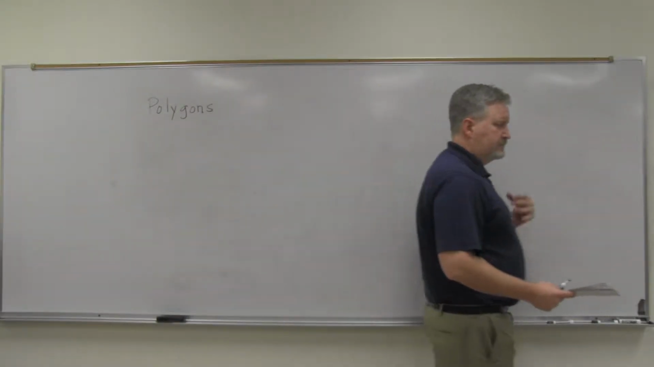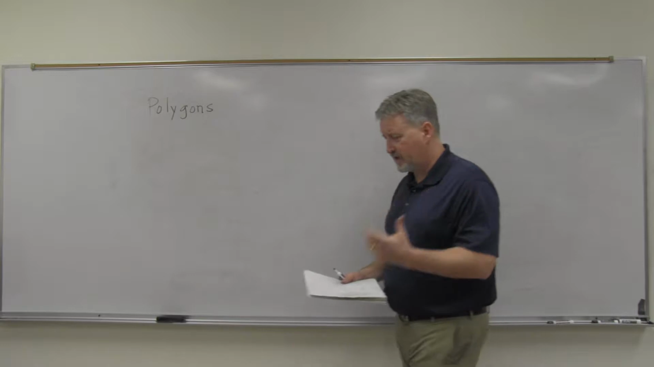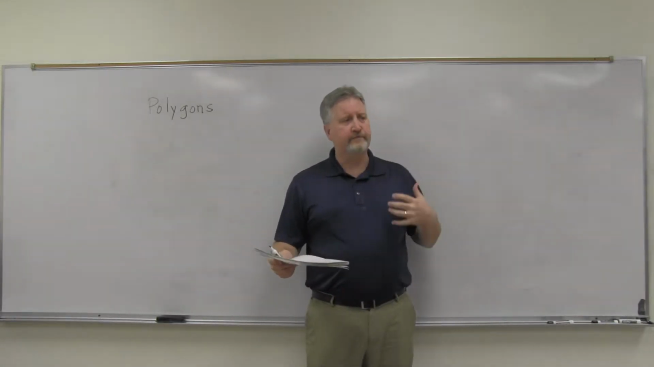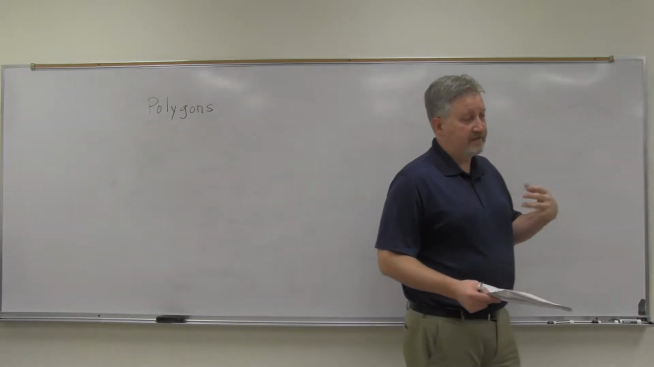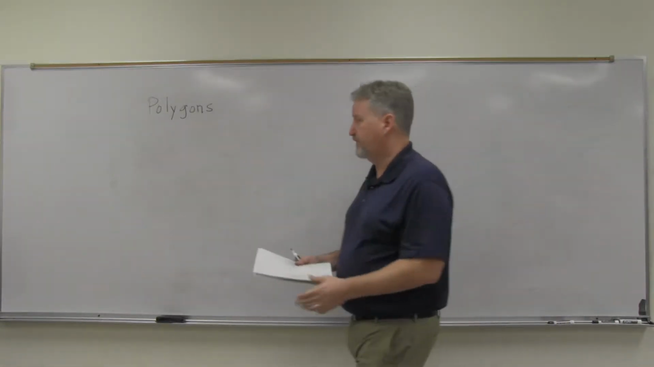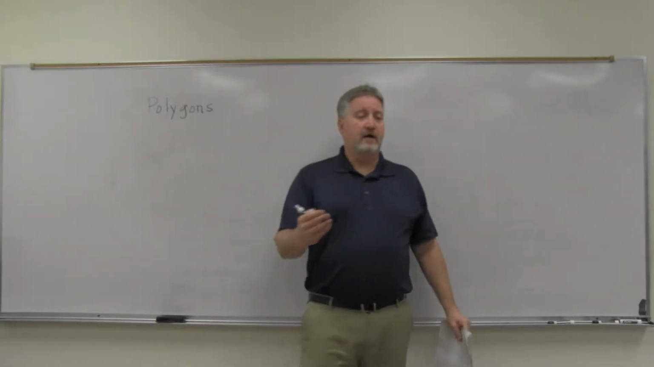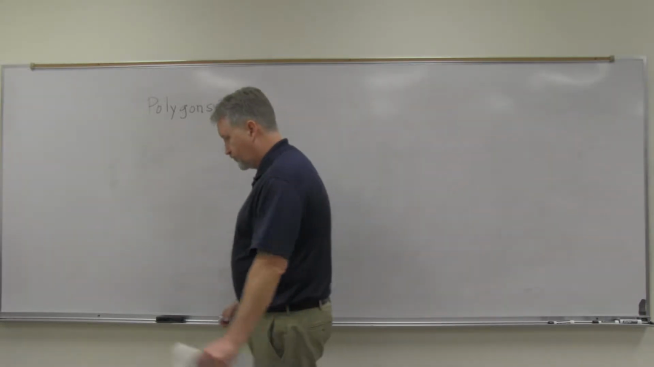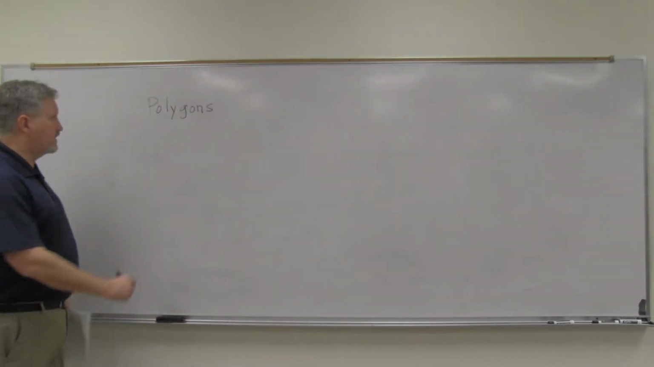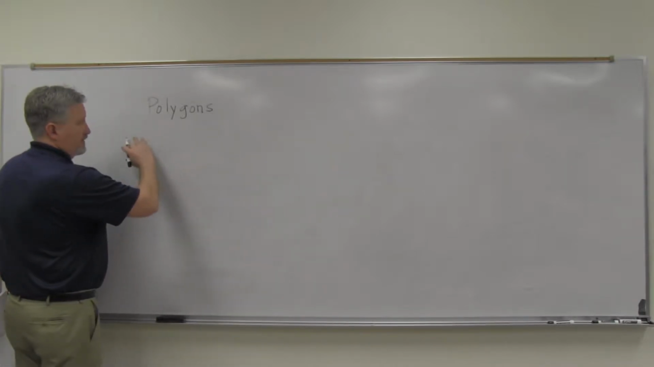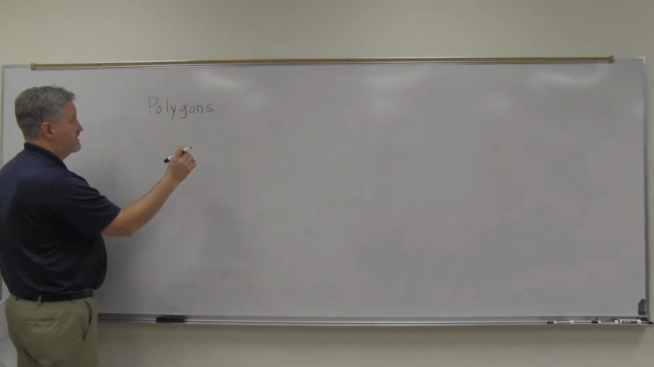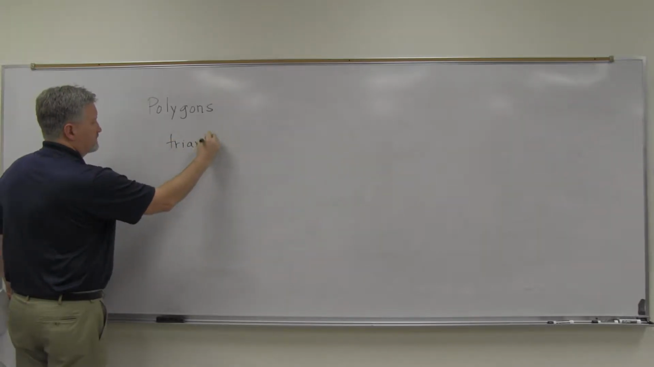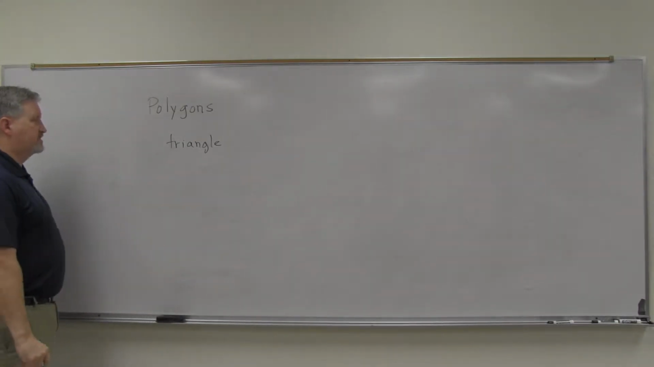All right, when we talk about polygons, that's just the broad category for shapes with different numbers of sides, like a triangle or pentagon. They're all grouped under this group called polygons. They're the shapes that are made up of straight line segments. And so, of course, we'll start with the triangle, 3 sides.